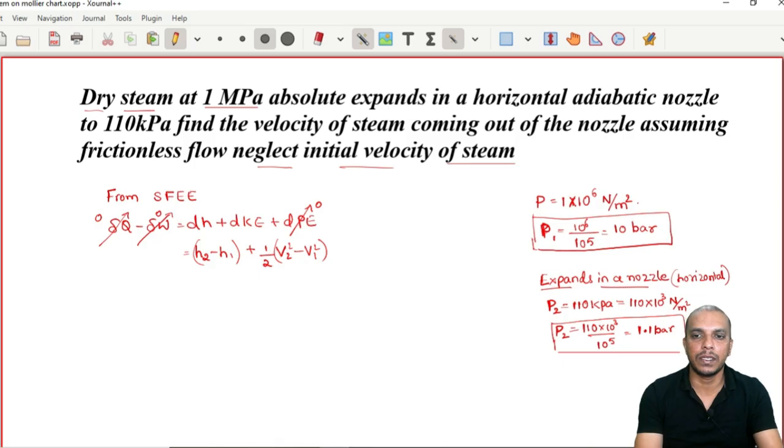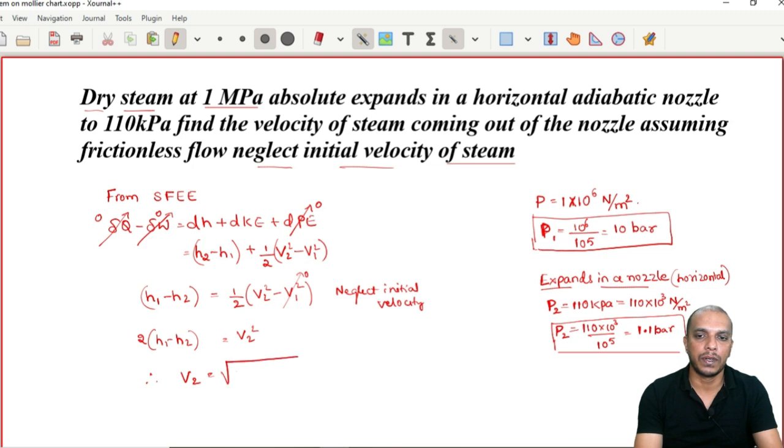So, this comes to the other side, and you will have H1 minus H2 equal to half into V2 square minus V1 square. And it is also told that you can neglect the initial velocity. So, all we will have is, this 2 will go here, so this will be 2 into H1 minus H2 equal to V2 square. Therefore, you can rewrite this as V2 is equal to square root of 2 into H1 minus H2.